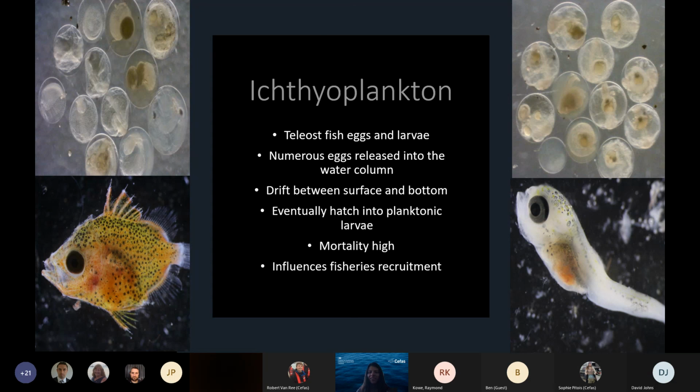The mortality of the larvae, however, is very high, potentially occurring from inadequate food sources, temperature, offshore transport and predation. And as the survival and distribution of fish larvae and eggs has a big impact on fisheries recruitment, Cefas has been involved over the years in many surveys which aim to determine the abundance of ichthyoplankton around the UK.